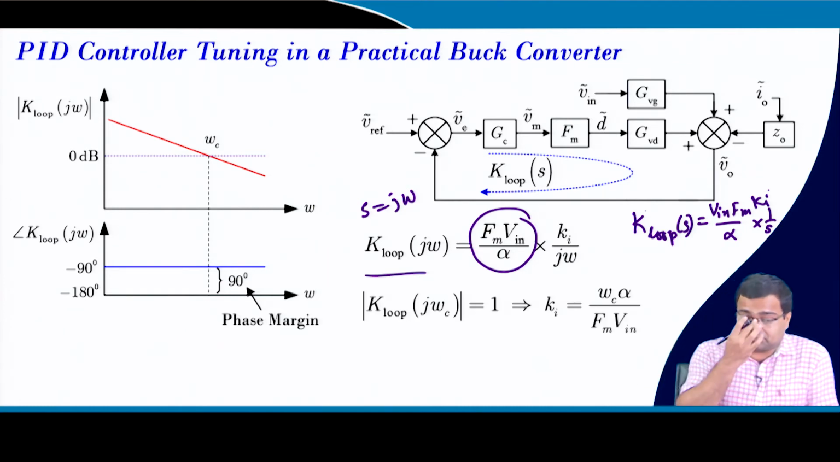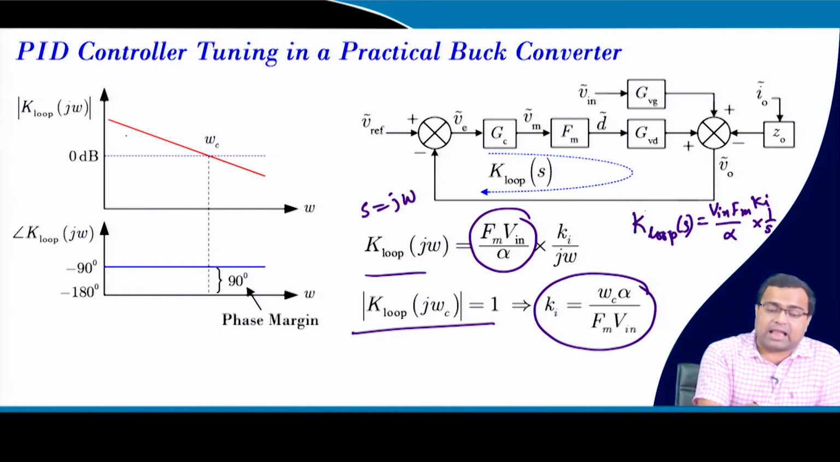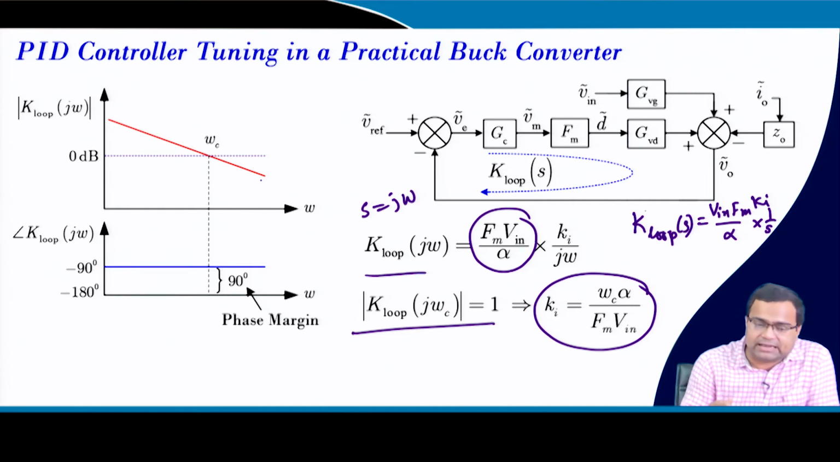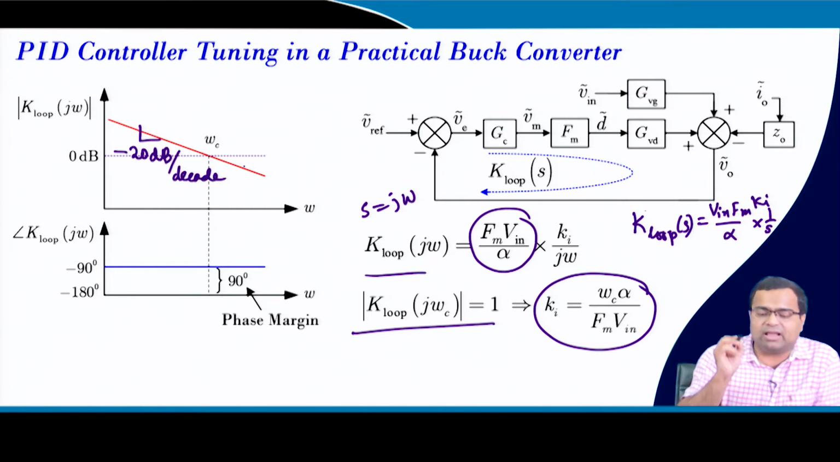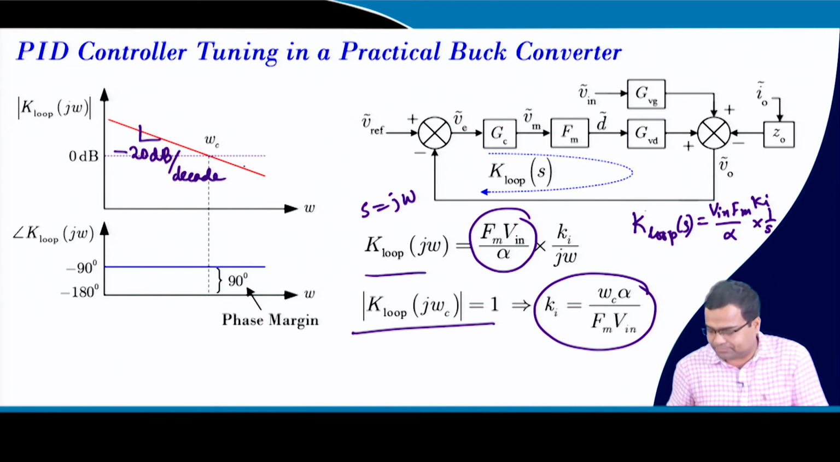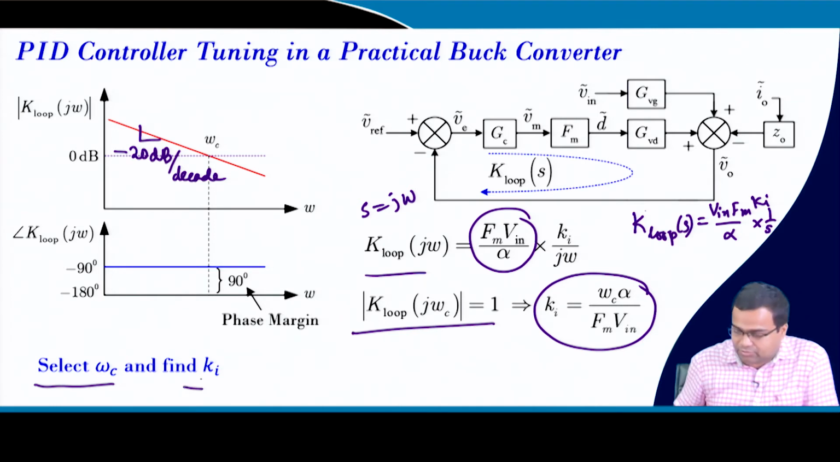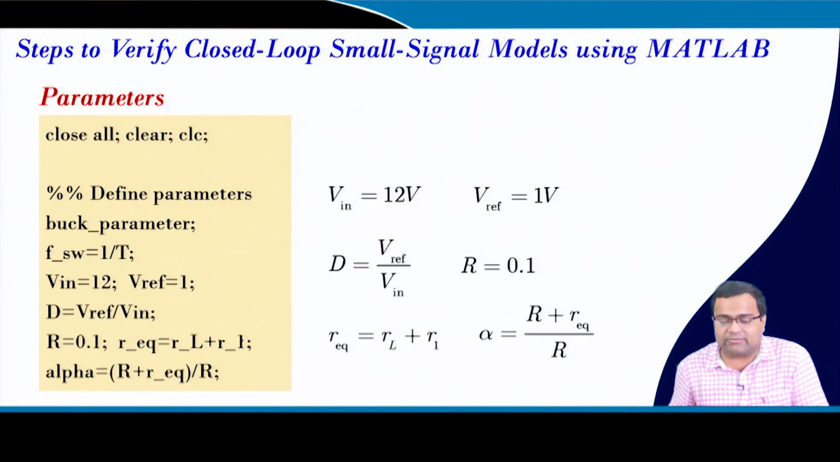Same at the gain crossover frequency, it is 1. So from here we can set Ki equal to this value, and again the loop transfer function will be first order, just like a pure integrator. It will have minus 20 dB per decade, and the phase margin is 90 degrees. So if we select the gain crossover frequency, then we can find Ki by using this formula, and then we need to check for model validity.